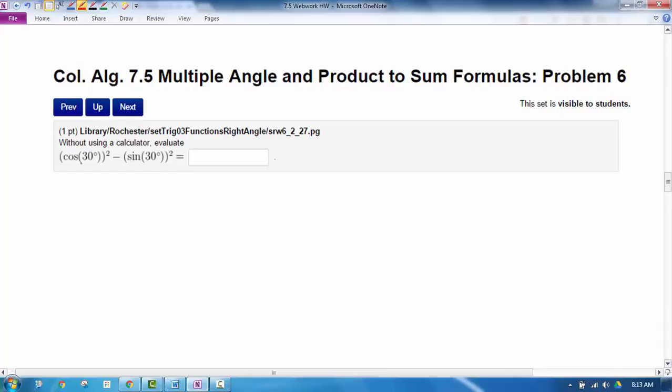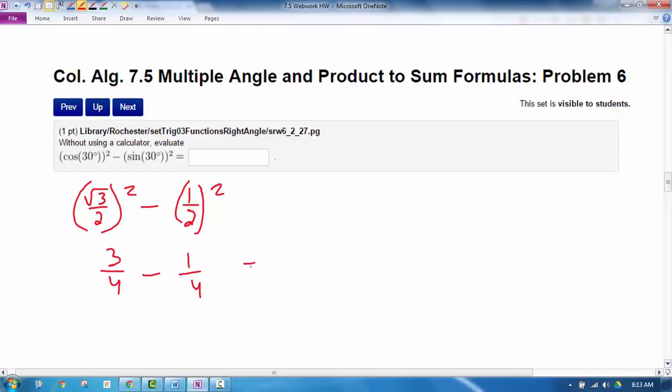Okay, the next problem we're going to try to do this without a calculator. So the cosine of 30 is on our formula sheet. It's our unit circle, square root of 3 over 2. We're going to square that. We're going to subtract the sine of 30. Sine of 30 is 1/2. All right, so when we square this, we get 3/4. And when we square this, we get 1/4. So when we subtract, we get 2/4, which is 1/2.